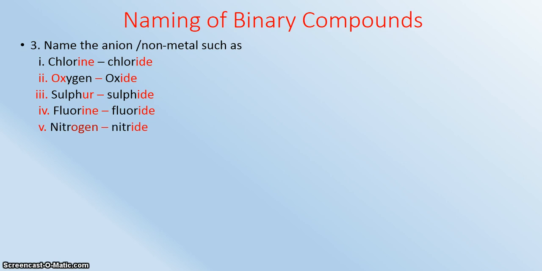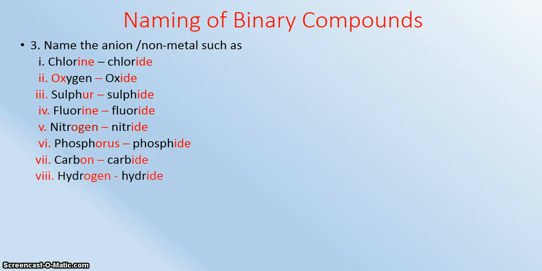Nitrogen will become nitride. Phosphorus becomes phosphide. Carbon becomes carbide, hydrogen becomes hydride when they are acting as anions. So remember, we are going to form binary compounds. One part is cation, one part is anion, or one part is a metal, one part is a non-metal.